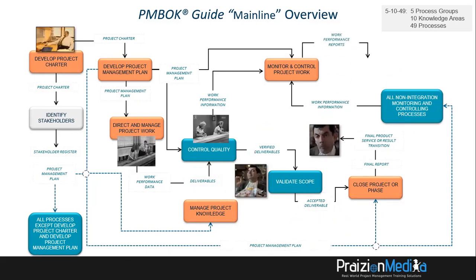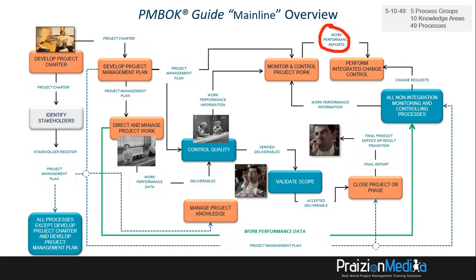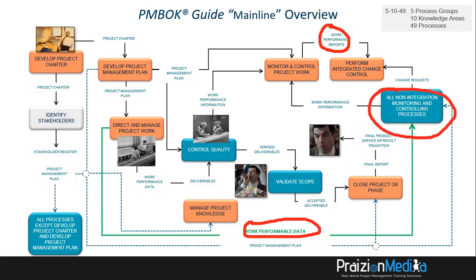Still in this framework, we have work performance reports go into a number of places, including perform integrated change control, because if the work performance report is not favorable, we don't want to approve those change requests. And speaking of those change requests, they all go into perform integrated change control. To round this up, let's take a look at WPD coming from direct and manage project work and going into all non-integration monitoring and controlling processes.